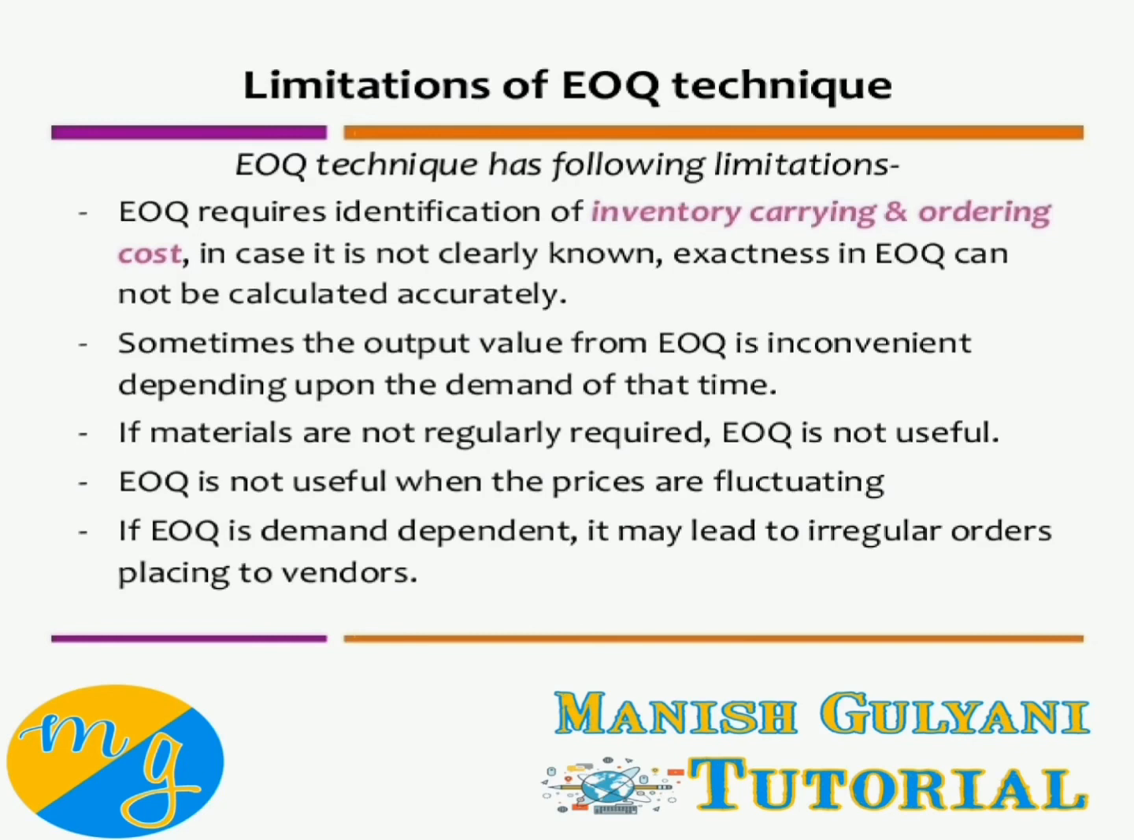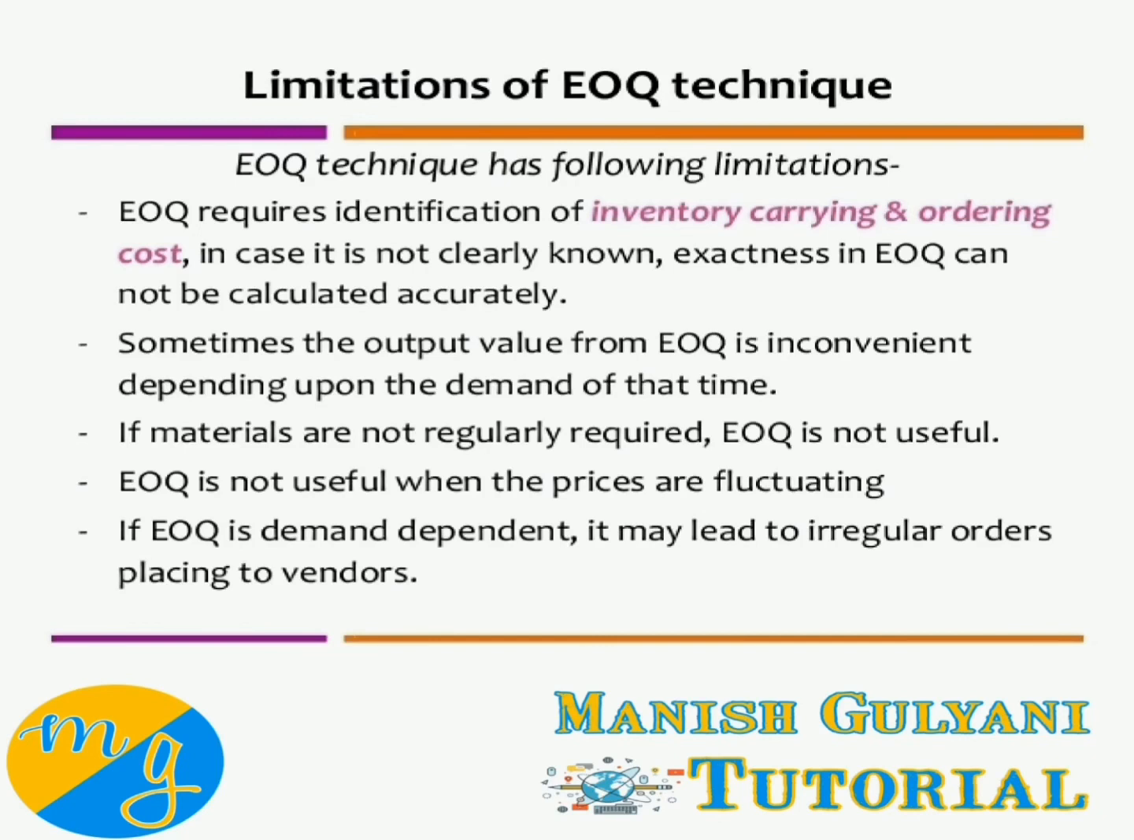Sometimes the output value from EOQ is inconvenient depending upon the demand of that time. As you know, demand is fluctuating from time to time. It's not constant. If demand is not constant, then it is very tough to determine the EOQ point. And third one is if materials are not regularly required, meaning your demand is zero, you don't need any raw material, your business is in a shutdown position, then EOQ is not useful. You need not calculate when to place an order and how much quantity to be placed. Then all things are baseless.